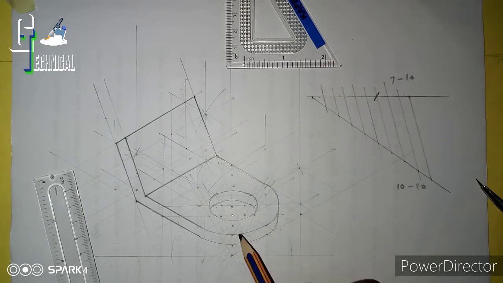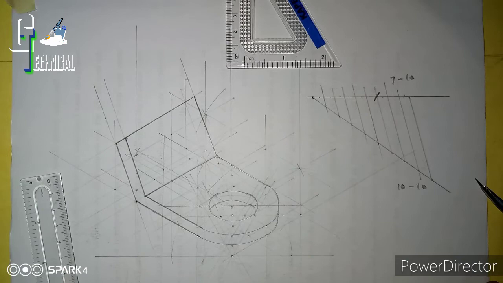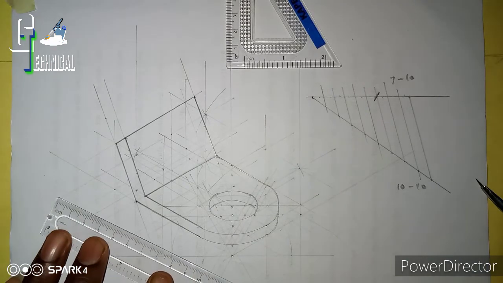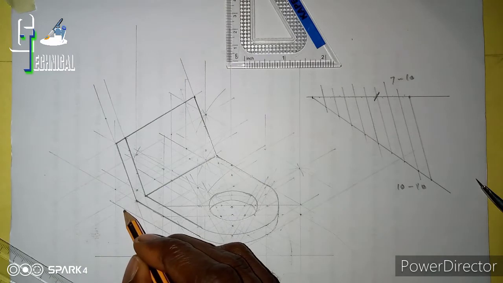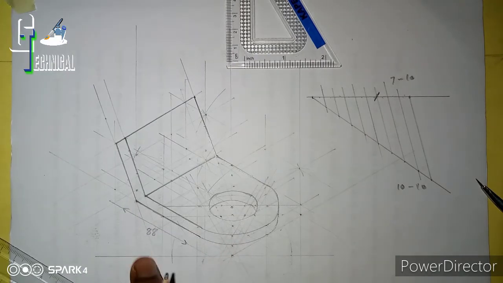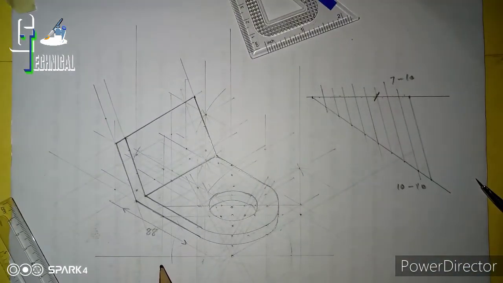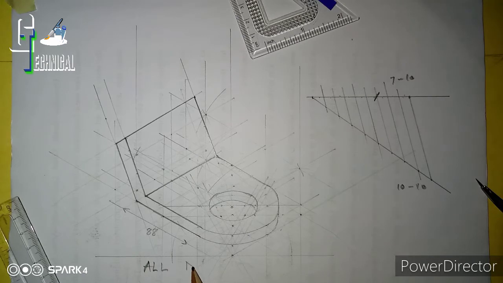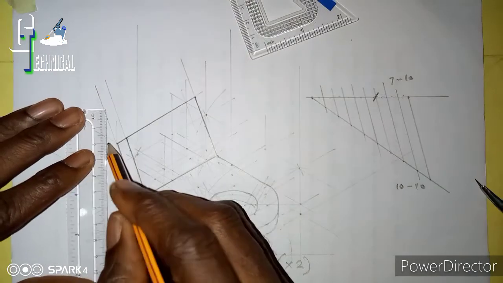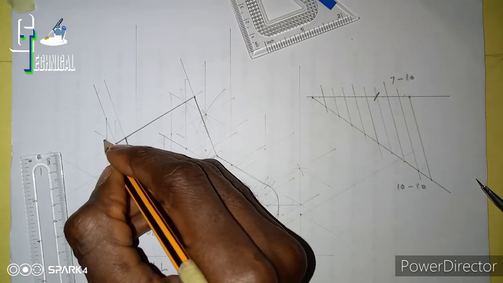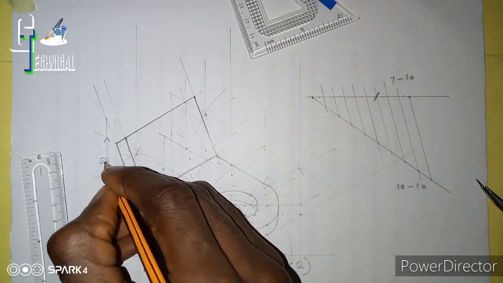Okay, so as you can see, this is how our block should look like. Remember that from this point to this point is 8 divided by 2. So I'll write something down here. All dimensions x2. Okay, all dimensions x2. So we've gotten that. Remember that here is our height of 58.